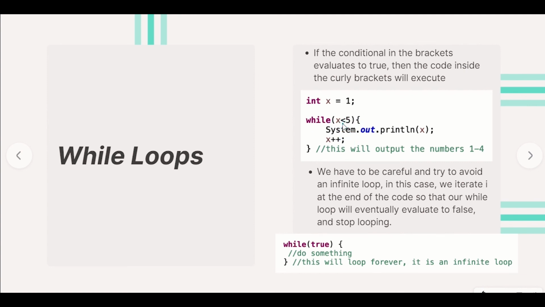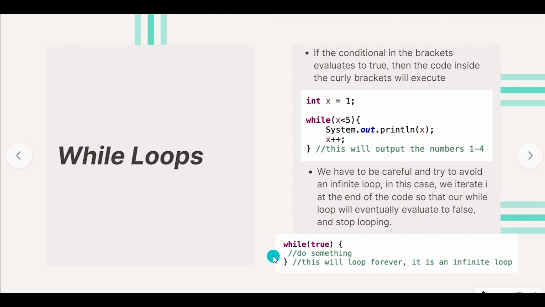And whenever it's true, it's going to keep repeating. And whenever it's false, it will stop repeating. And this means that we're going to have to be careful of having infinite loops. We really want to avoid having that. So in this case, we iterate over this x value that we have until it's going to be equal to 5.